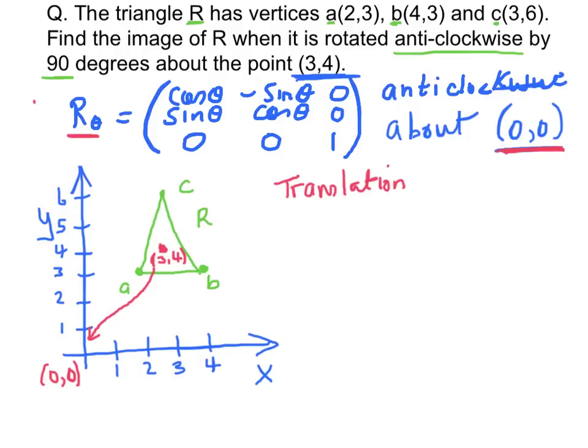Right. Now, the translation, what does it do? Well, it moves from 3 to 0. So for my X, I'm going to have to subtract 3. And for my Y, it goes from 4 to 0. So I'm going to have to subtract 4.